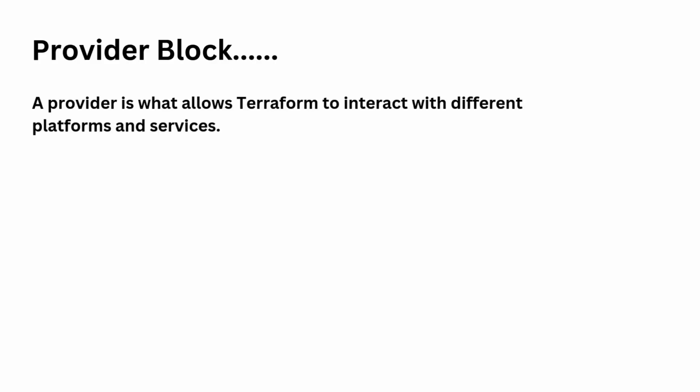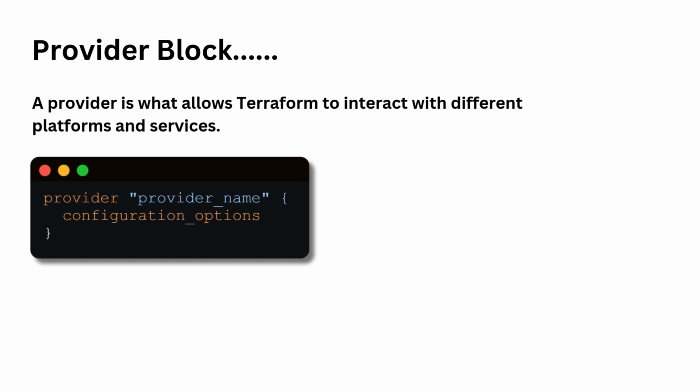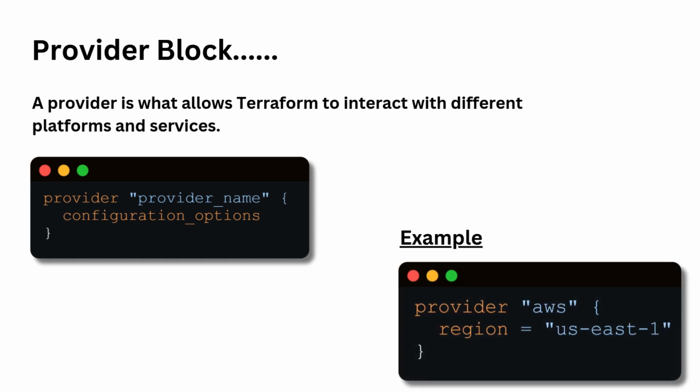One is provider block. A provider is what allows Terraform to interact with different platforms and services. Providers act as plugins that allow Terraform to manage resources in AWS, Azure, GCP, Kubernetes. Now the provider block is declared like this. You have the provider name, then inside that block, you can specify configuration options. Let's say, for instance, this block tells Terraform that we want to work with AWS resources in the US East 1 region.